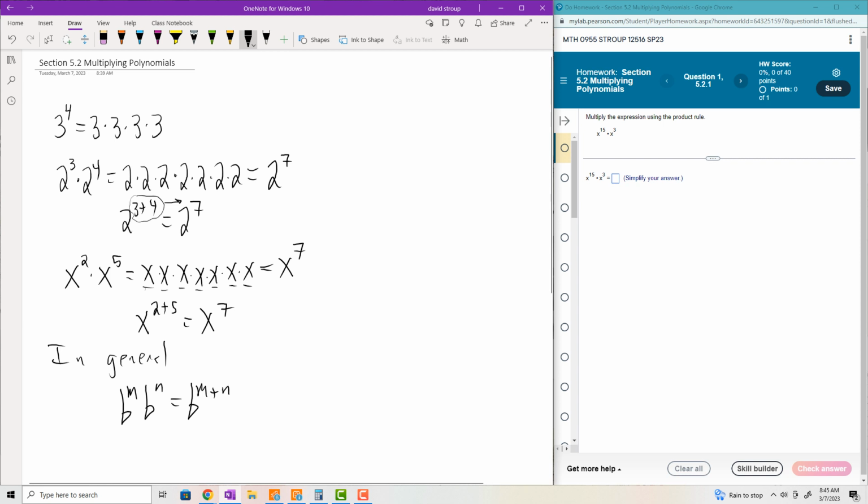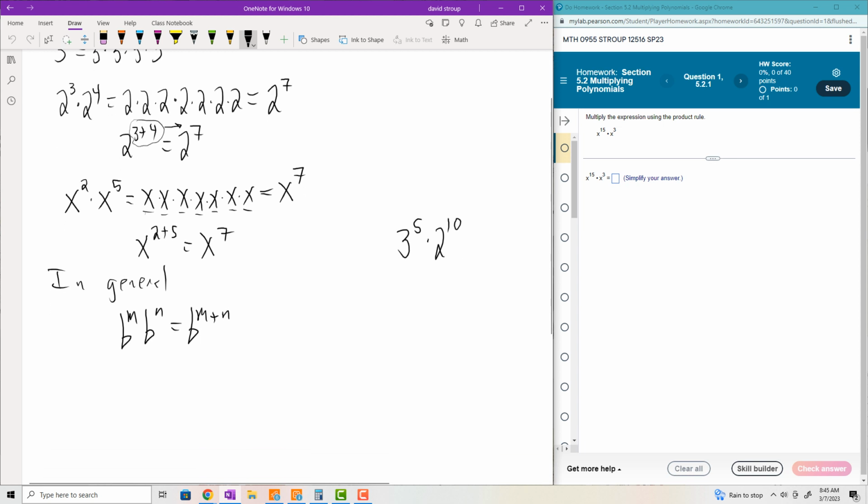Now this won't work if you have different bases. If you had 3 to the 5th times 2 to the 10th, there's no way to multiply that out by adding the exponents. You're just stuck with what you got. But if the bases, the bottom numbers, were the same, for example 4 to the 5th times 4 to the 10th, then you're good to go. Here the bases are the same, so it would be 4 to the 5 plus 10, which is 15. So it's kind of simple.